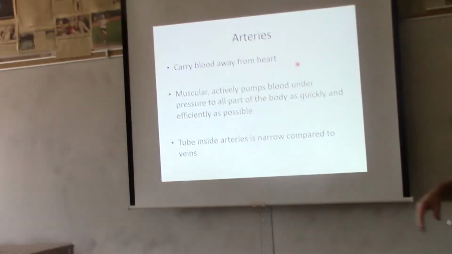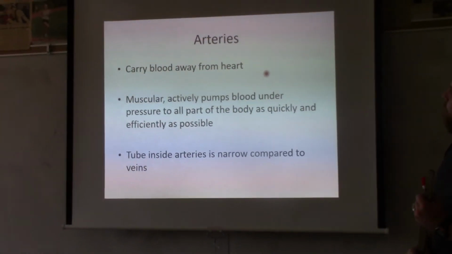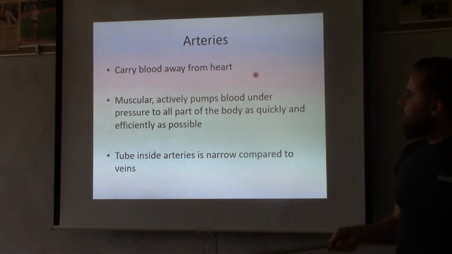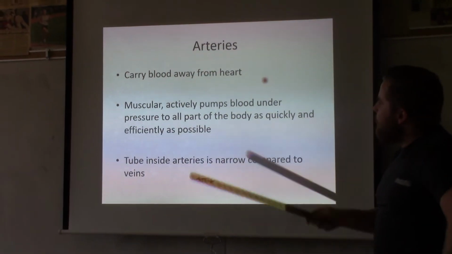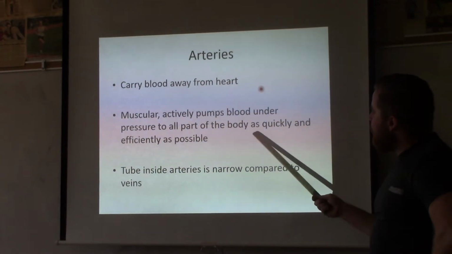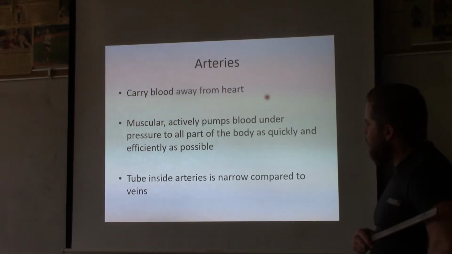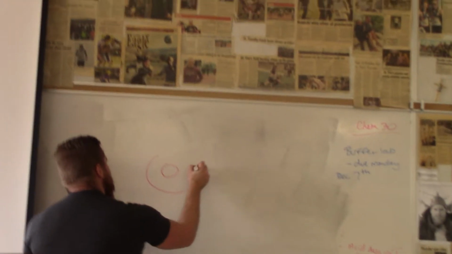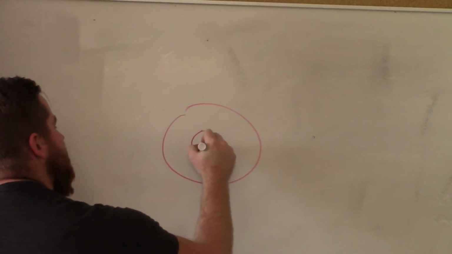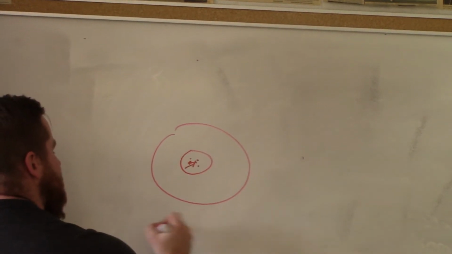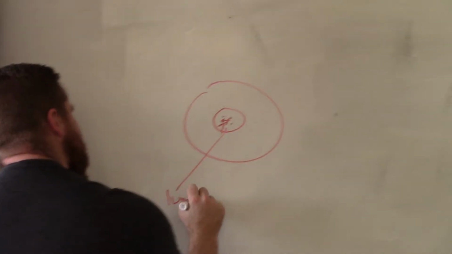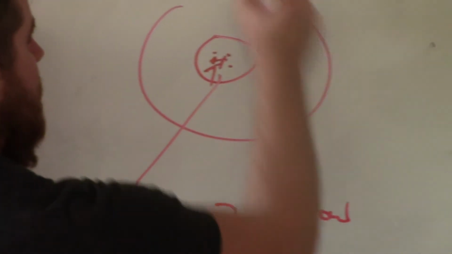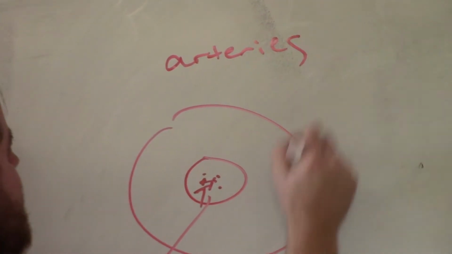Actually, I'm not going to have a slide later. All right? But the arteries themselves, you should know differences between arteries and veins. So arteries are muscular. They pump blood under pressure to all parts of the body as quickly and efficiently as possible. All right, so actually if I do draw an artery here, the tube that blood flows in, so if there's blood inside here, right? So the blood's going to flow through here. This is called a lumen. All right? And the lumen is narrow because arteries have muscular walls.